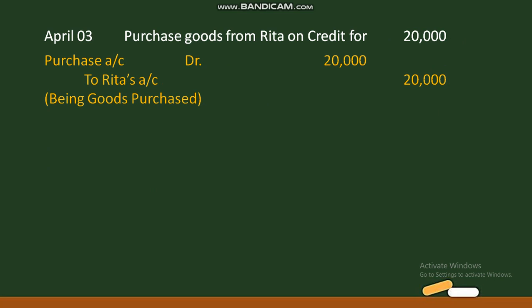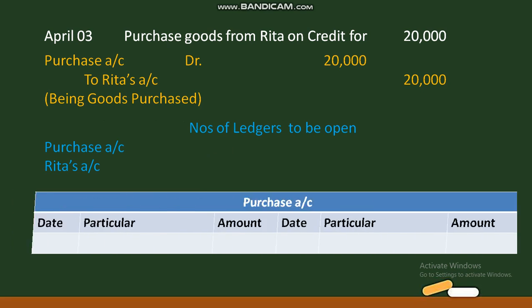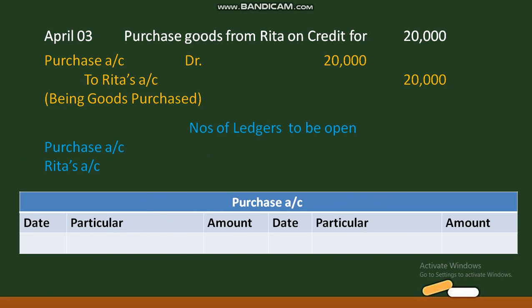On the basis of the given journal entry, we have to find out the number of accounts, the number of ledgers, which we have to prepare on the basis of this transaction. Here we have to prepare two ledgers. First is purchase account and second one is Rita's account. So clear? On the basis of the transaction, first we prepare the journal entry, then we find out the number of ledgers which we have to open. So here we are going to prepare our purchase account.